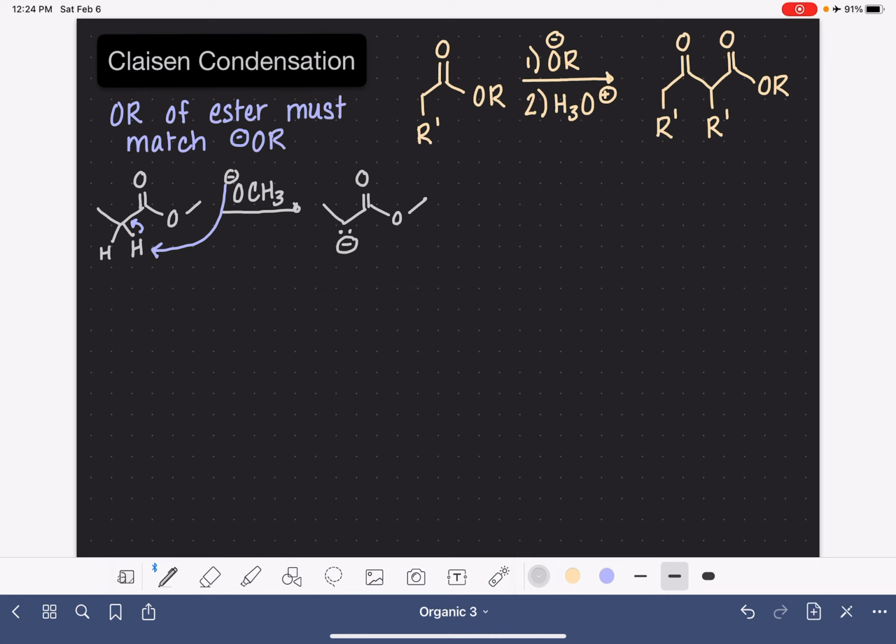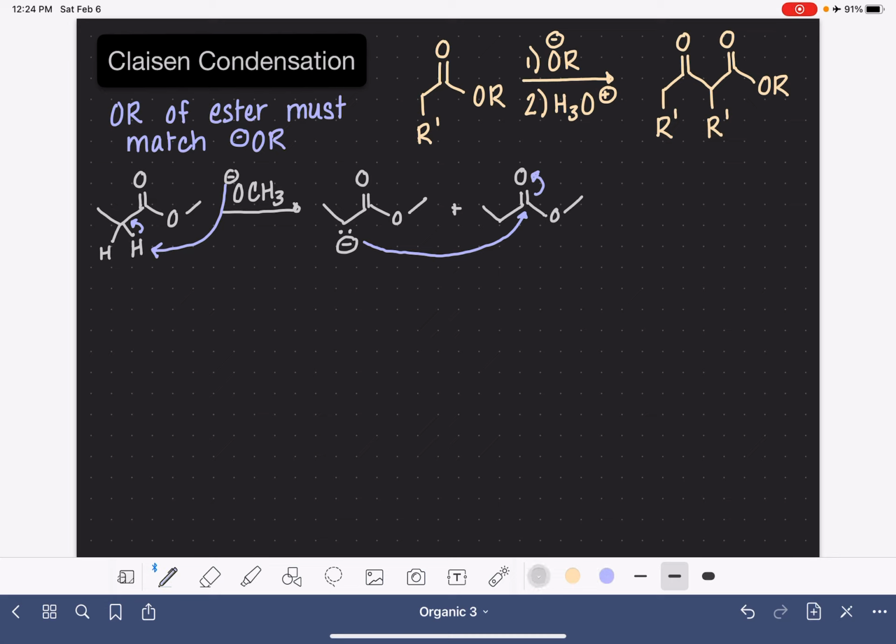Now this enolate is going to react with a second ester. So I'm going to draw in ester number 2. It could be the exact same ester or it could be a different ester if we're doing a crossed reaction. The negative charge on the alpha carbon is going to go after the carbonyl carbon of ester number 2, and it's going to open up that carbon-oxygen bond.